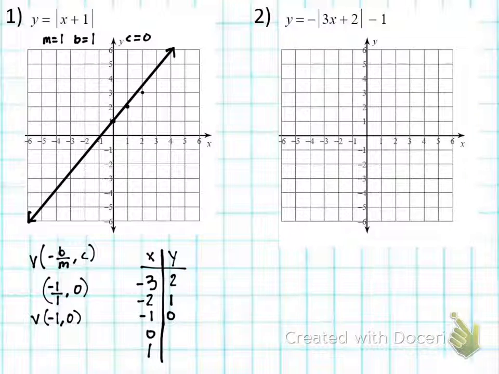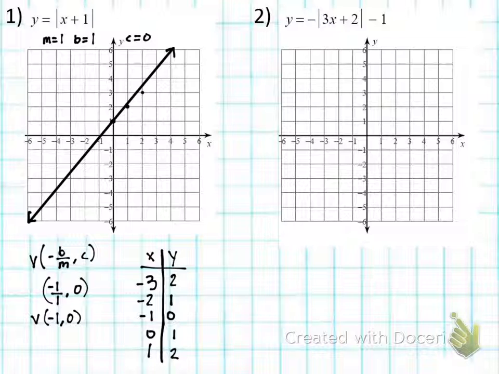Continuing, plugging in 0. 0 plus 1 is? 1. Absolute value of 1 is? 1. Plugging in 1: 1 plus 1 is? 2. Absolute value of 2? 2, okay. Now I'm going to plot my points.